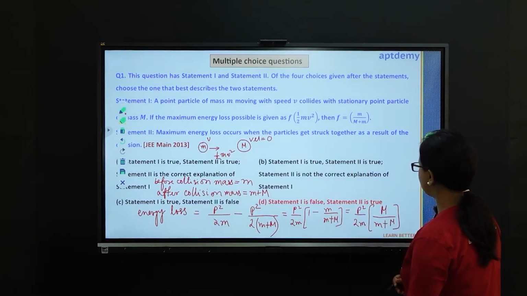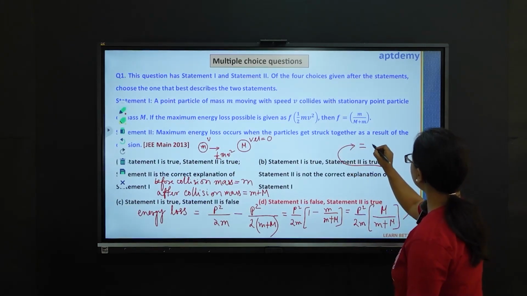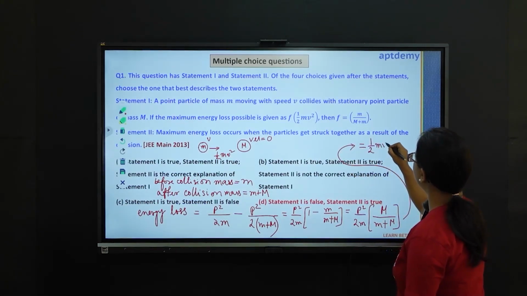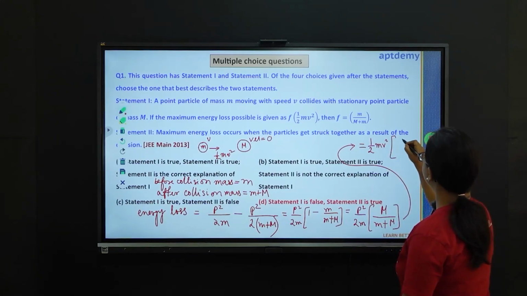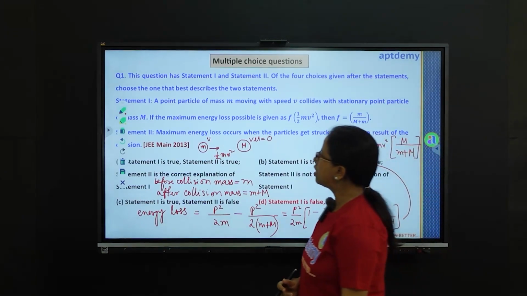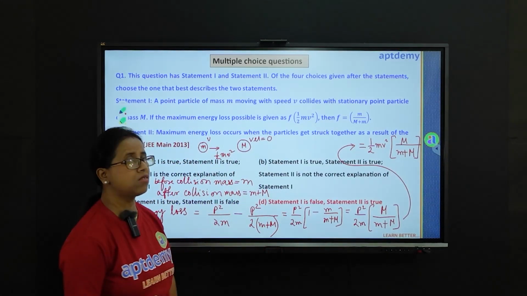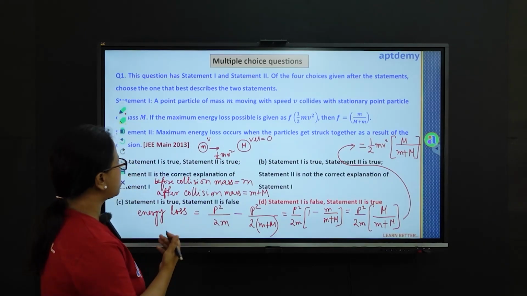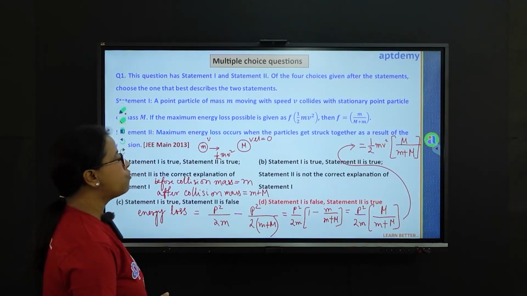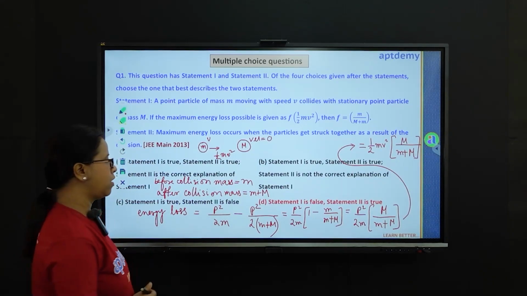So in terms of mass and velocity, we may write the first term as half little m v square, and inside the bracket we have capital M by small m plus capital M. Looking at the statements, we see that the first statement is not correct, while the second statement is correct. So we go for option D, that is statement 1 is false and statement 2 is correct.